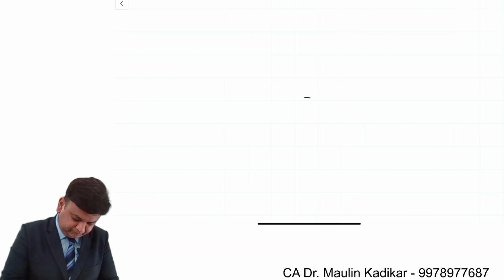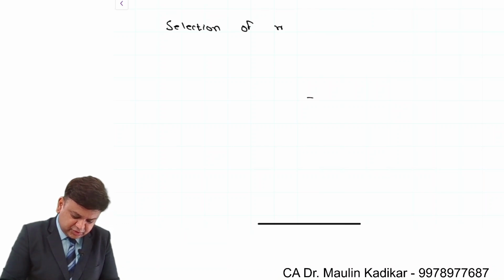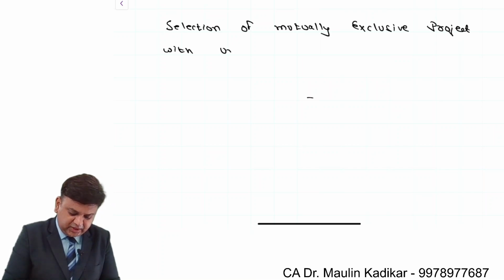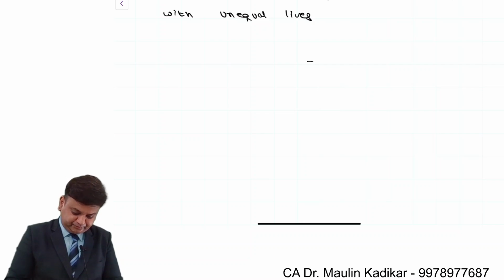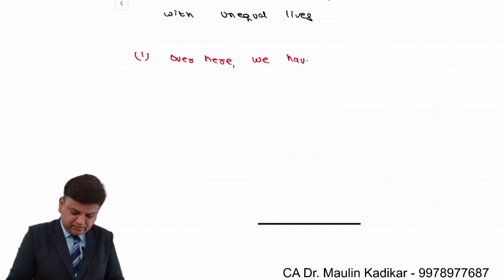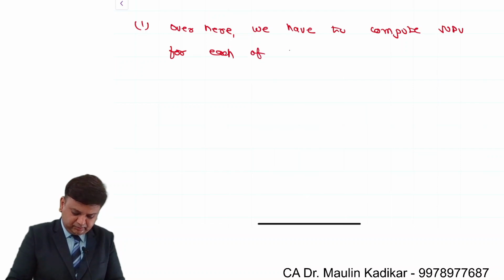Please write the heading: selection of mutually exclusive project with unequal lives. In that, write down the first point. Over here, we have to compute NPV for each of the project.